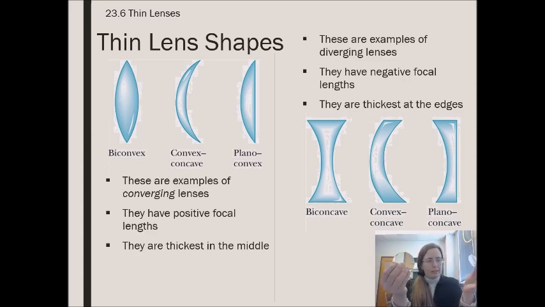So basically two different types of lenses. Converging are the ones that are thicker in the middle. Diverging are the ones that are thinner in the middle. And we'll get into eyes later, but my eyeglasses are diverging lenses to correct nearsightedness, but that's for another chapter.